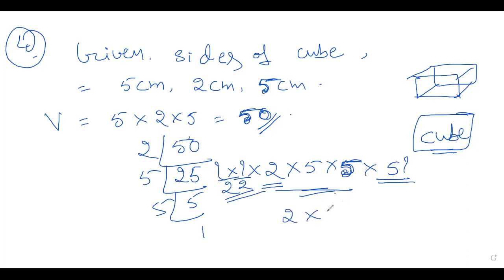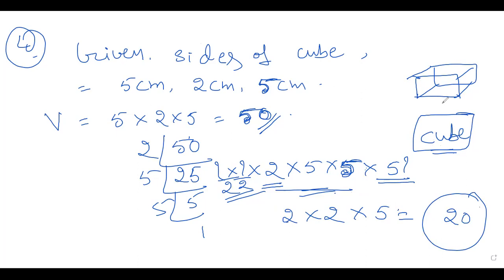Okay, we need 2 2s and 1 5, children. Okay, 2 2s are 4, 4 5s are 20. Okay, we need 20 to get perfect cubes. We have 20 cuboids and they will form a cube. So if you arrange them, it becomes a cube.